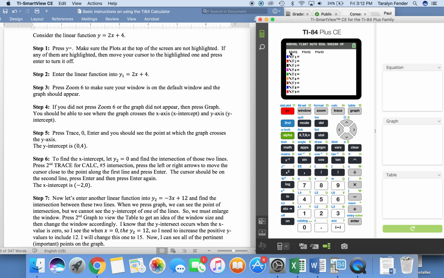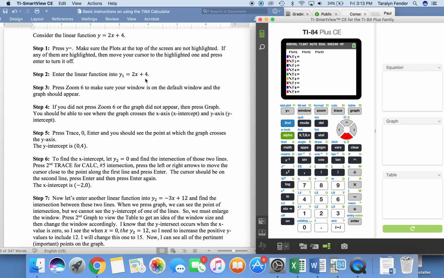In Y=, step 1 says press Y=, but make sure Plots 1, 2, and 3 are off. When they are off, they are not highlighted, as your instructions say. If Plot 1 was highlighted like this, you would see that it is highlighted. Just go up to it, press enter, and that turns it off. So now we're in Y=, or Y1 equals.